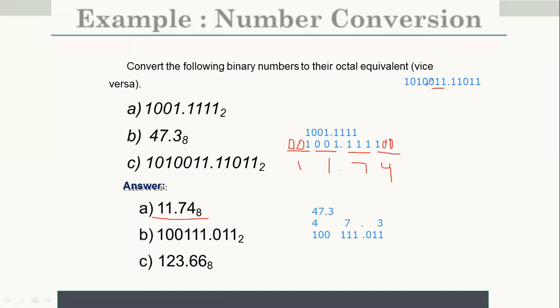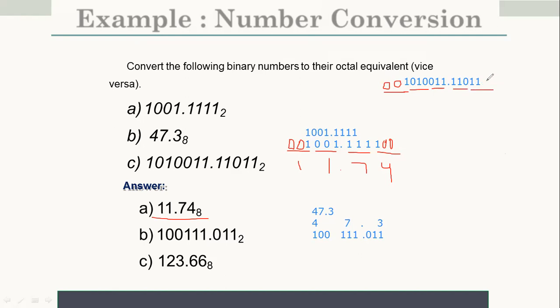This is one group. This is another group. One is remaining. So we are adding 2 zeros on the left side: 001. Next, for the fractional part, starting from this side: 110. Next 11, only 2 bits.